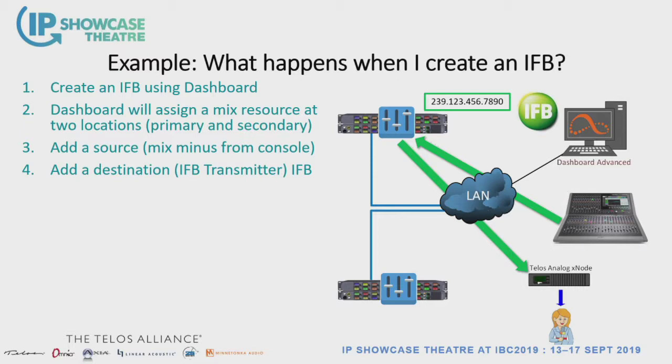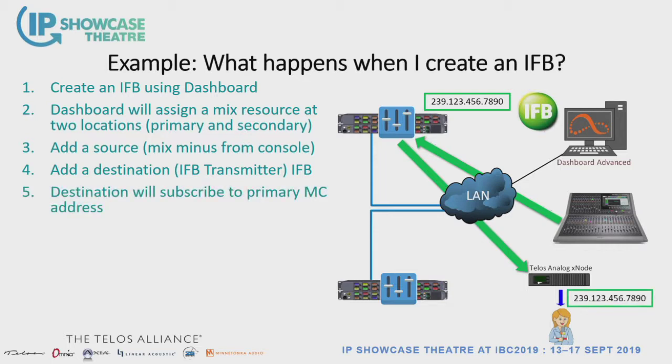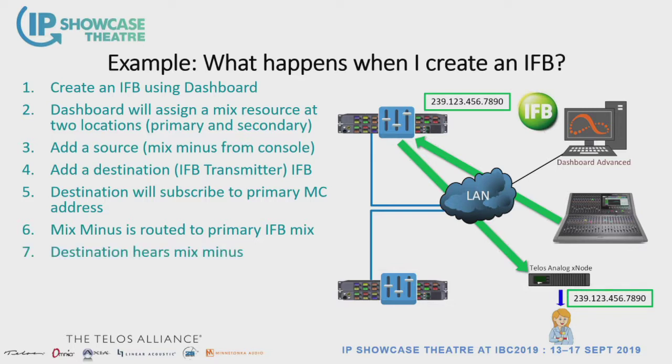And as you add the destination, being the X node that is feeding the earpiece, that subscribes to the transmitter inside the IFB mixer. Destination subscribes to the multicast address, as I just said. That mix minus then becomes routed to the primary IFB mixer, and the destination will then hear the mix minus. So that happens automatically. As soon as you make that route, the IFB hears the mix minus.